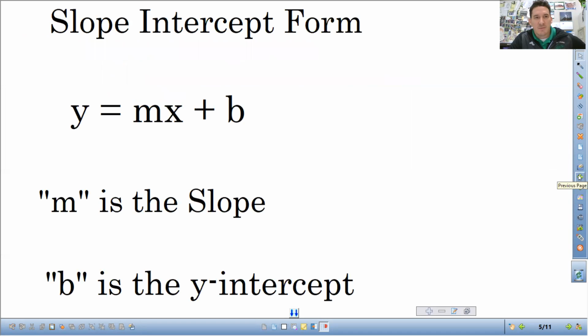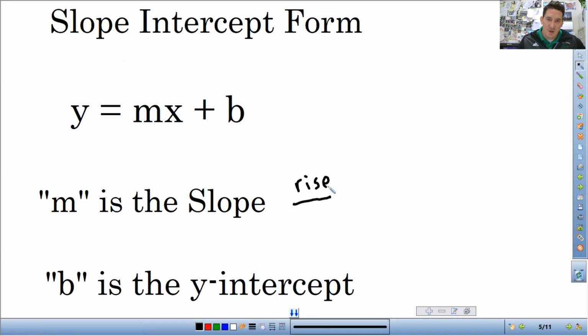So again, just a quick reminder, slope-intercept form is y equals mx plus b, where m is the slope, and again, slope is rise over run, how far up the line goes over how far left or right it goes. And then b is the y-intercept, that is the point where it crosses the y-axis, the straight up and down axis. All right, so let's look at our example.